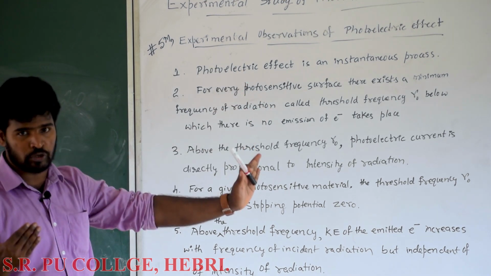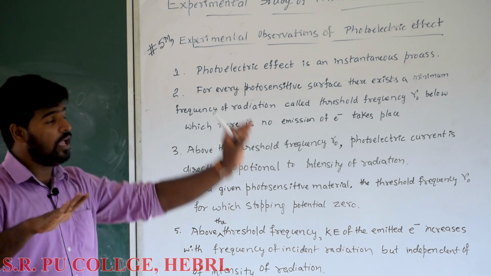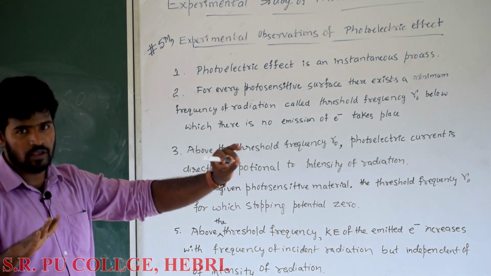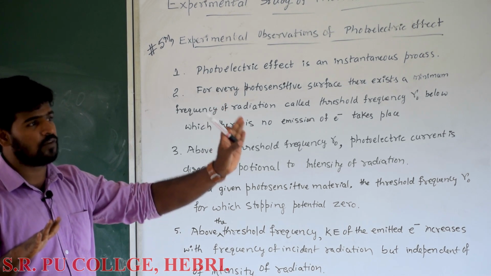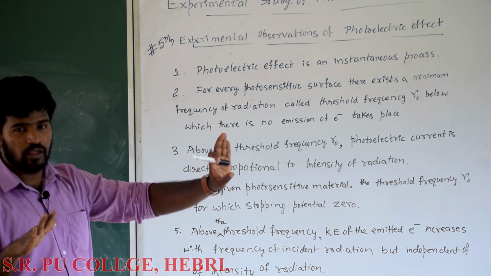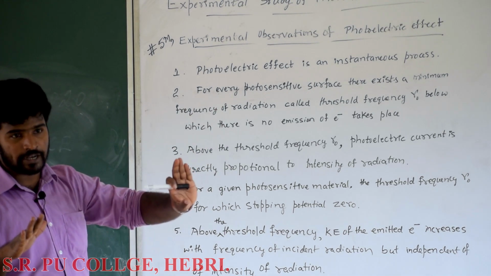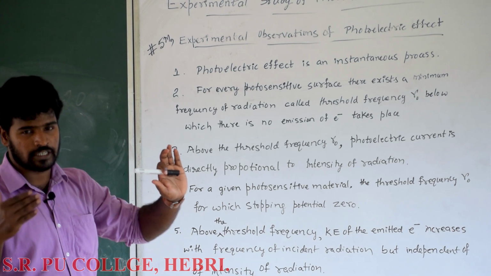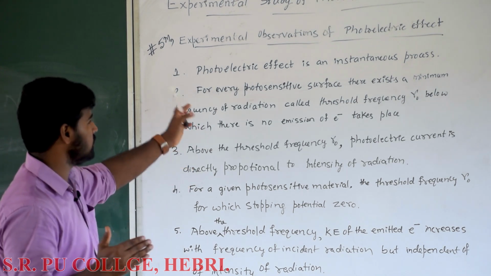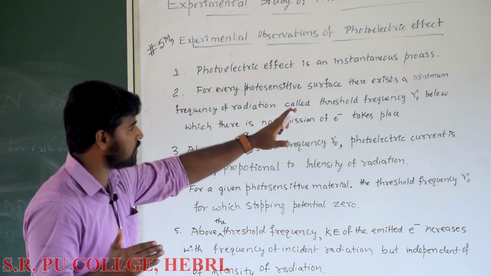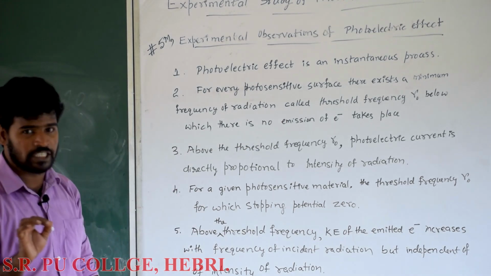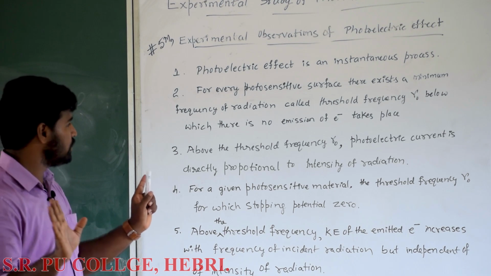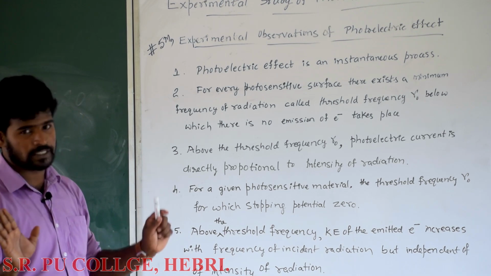If you plot the graph of stopping potential versus the frequency of radiation, for the threshold frequency the photoelectric current is 0, but as the frequency of incident radiation increases, the stopping potential also increases. Therefore, for every photosensitive surface, there exists a minimum frequency of radiation called the threshold frequency mu naught, below which no emission of electrons takes place.